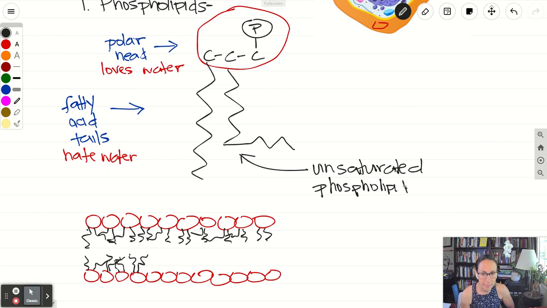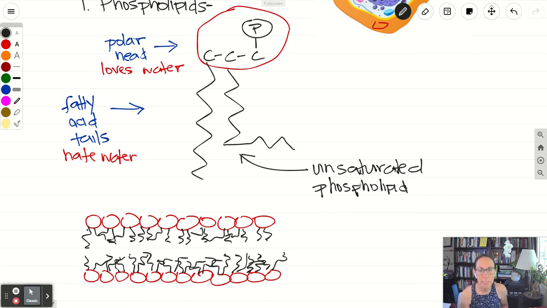And because it is unsaturated, the legs are kinked. And this kinking of the legs provides room to move. That room to move means this is going to be a liquid at room temperature. Okay, and that's what an oil is. An oil is a liquid at room temperature.